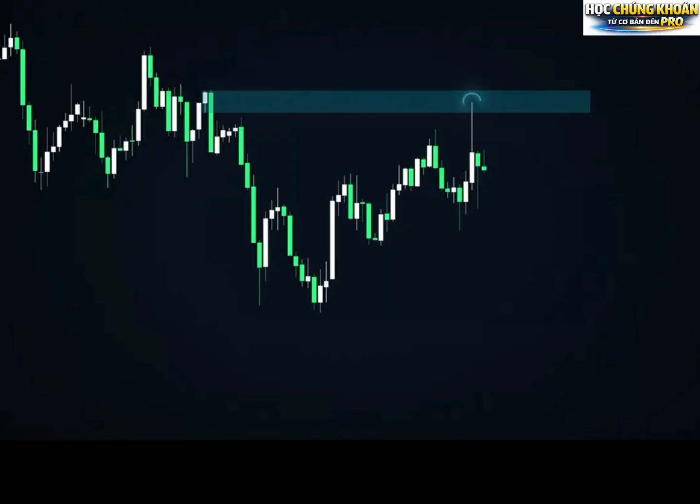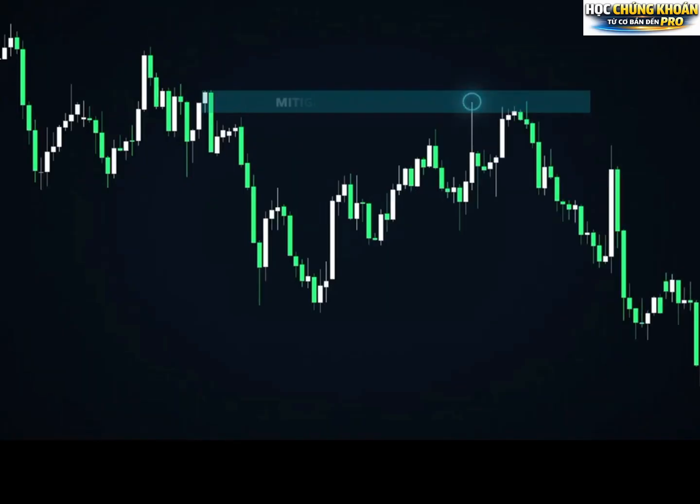Now check this second order block. Price has already tapped into it, but it didn't break through, and we can see a strong bounce. This is a mitigated order block. Even though it has been tested, it's still valid as long as price continues to react here.